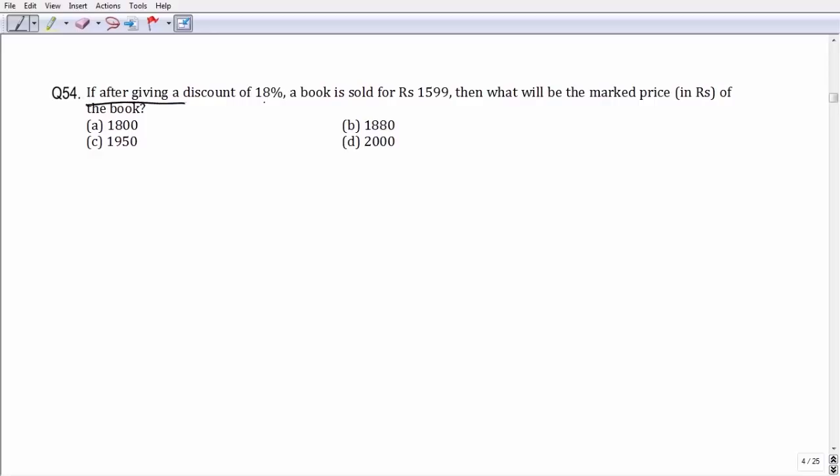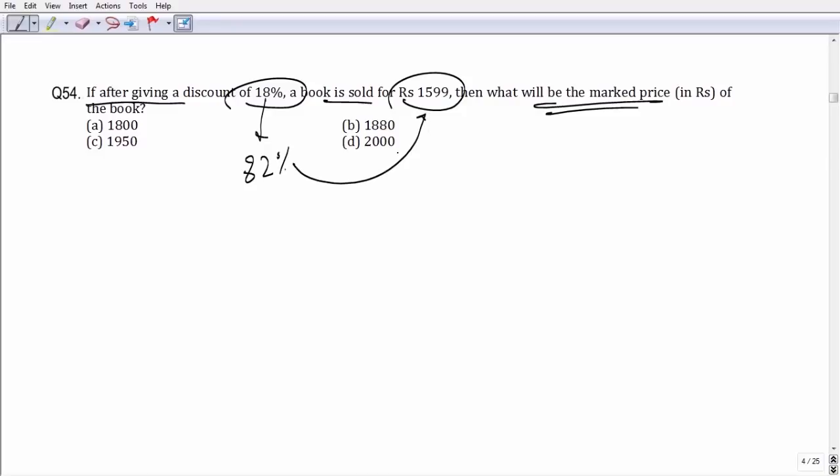It says that if after giving a discount of 18%, a book is sold for 1,599 rupees, so what will be the mark price? Now, with a discount of 18%, we can say that the selling price would be 82%. Now, the absolute value of 82% is 1,599, which leaves the value of 100% or the mark price to be 1,950 rupees, which leaves option number C as your answer.